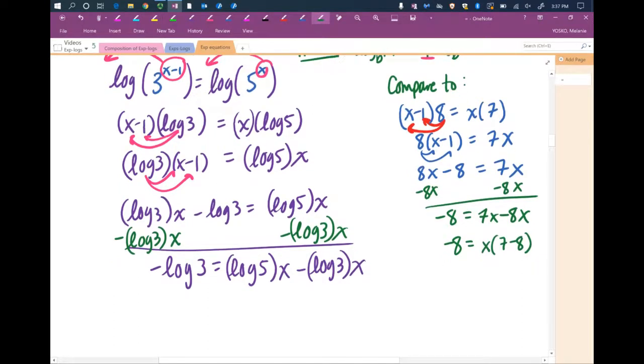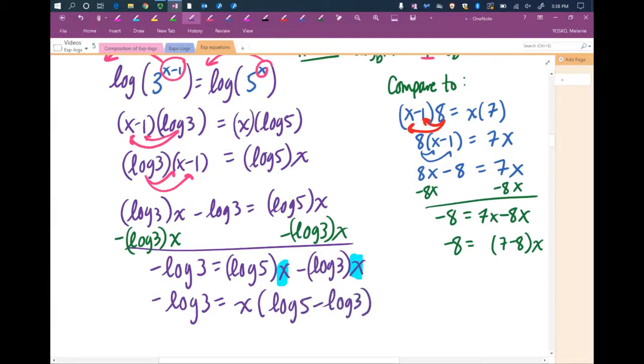So that's the same thing we're going to do. Isn't that what you do? You don't do 7x minus 8x. You do 7 minus 8, and then you have the x. So you may even write more like this. Factor out the x. So 7 minus 8 times x. So we're going to do the same thing here. Notice they both have x's, right? There's an x here and an x here. So we're going to factor out that x. So we have negative log 3 equals x times log 5 minus log 3.